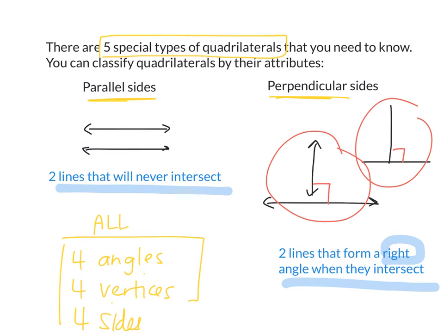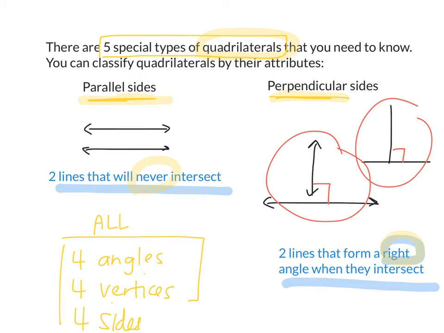So once again, another attribute we can look at when we're trying to classify or sort quadrilaterals is how their lines are. If their lines are parallel, that means that they never intersect. Okay? If their lines are perpendicular, that means when they cross, when they intersect, they will make exactly an angle that's exactly how many degrees? 90 degrees. So let's try this again.